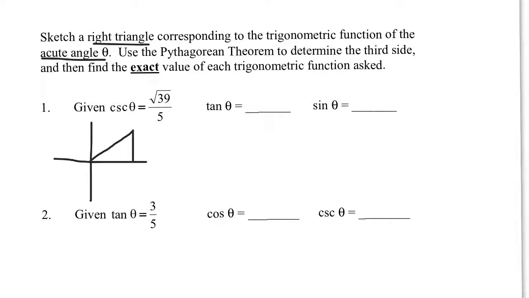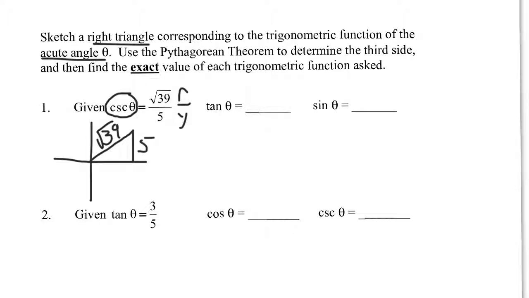Well, before we can do that, we have to look at what we know. Cosecant is the flip of sine. Sine is y over r, so cosecant is r over y. So the r is the square root of 39, and the y side, the vertical side, is 5. And now we can find the missing side, the x side.